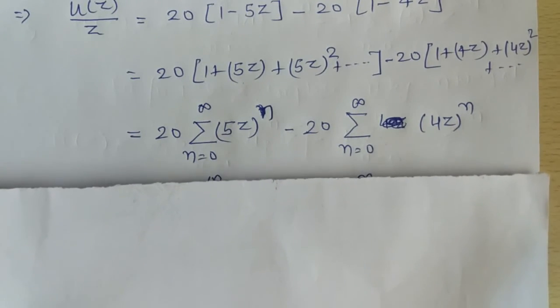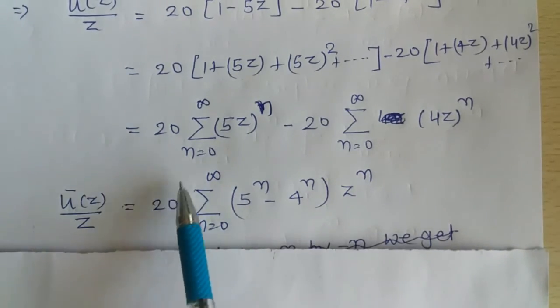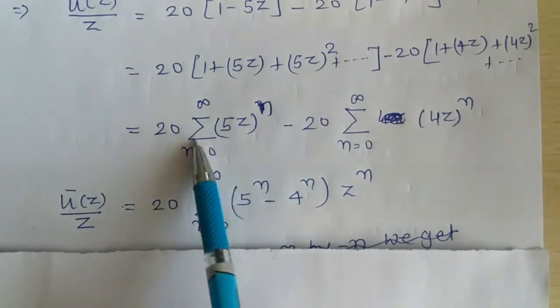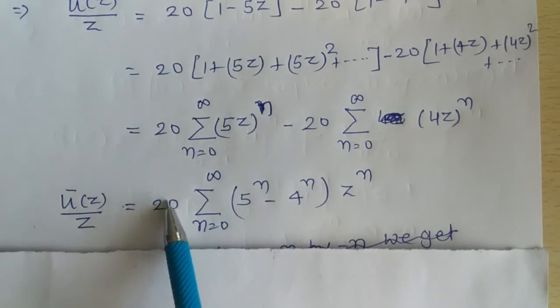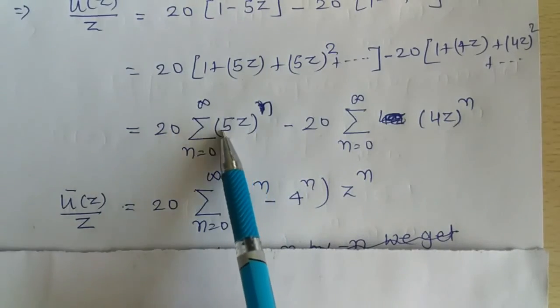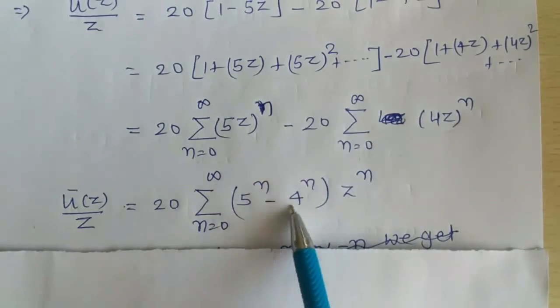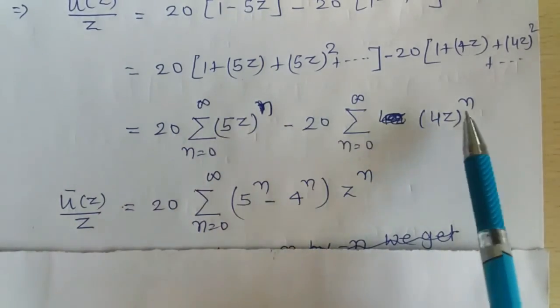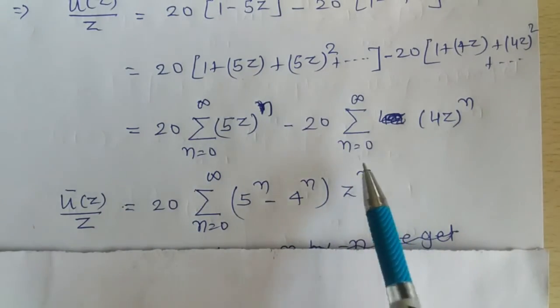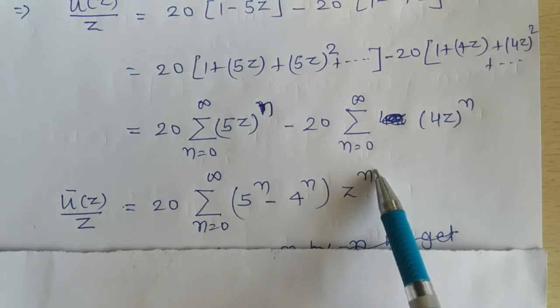Now we write U bar z upon z. In a single summation we can express, 20 common, summation n goes from 0 to infinite, this is (5 power n minus 4 power n) wholly multiplied by z power n. Z power n we take common. Now transfer this z to the right hand side. Here we get z power n plus 1.